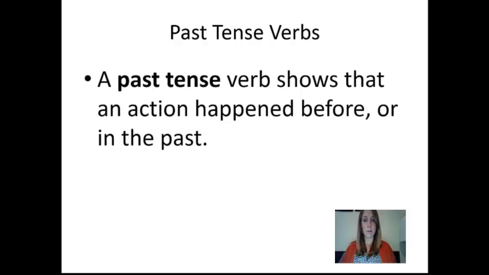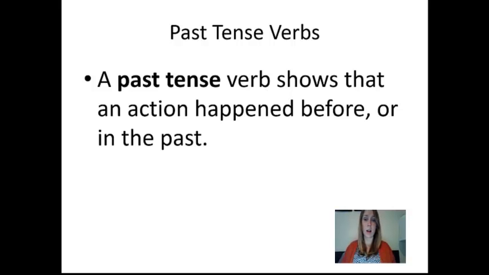When we talk about verbs, verbs occur in different tenses. So a verb tense tells me if something is happening in the present, the past, or the future. Today we're going to talk about past tense verbs. Past tense verbs are one of the hardest verbs to figure out because not all the time is there a simple way of taking a verb from the present and putting it in the past. A past tense verb shows that an action has happened before or in the past.